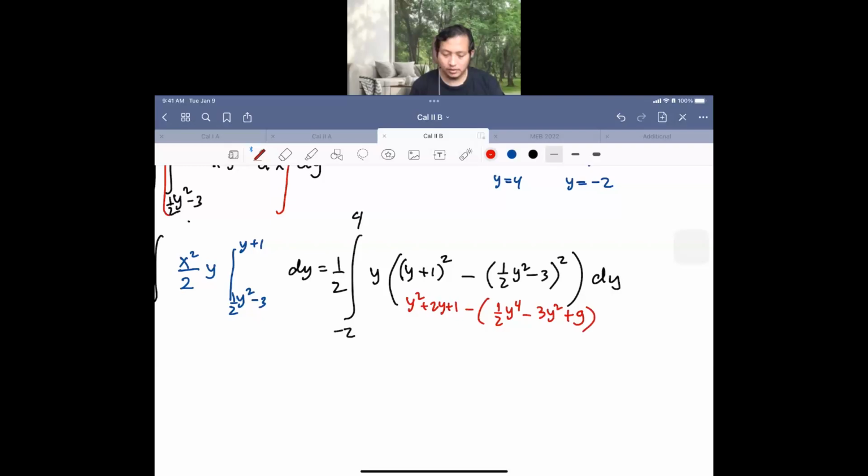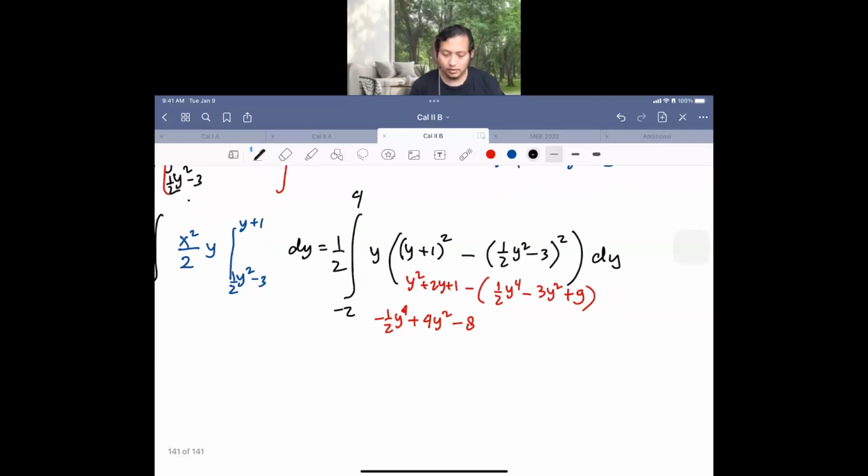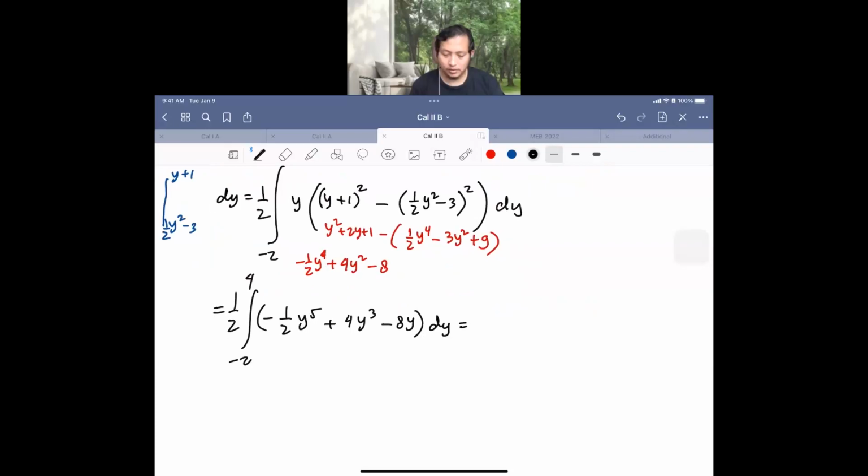so y squared plus 3, so 4y squared is 4 plus 4y squared minus 8. Okay, now we can have half integrations and multiply with y, so half y^5 plus 4y cubed minus 8y and then dy. And then we can solve the integrations.